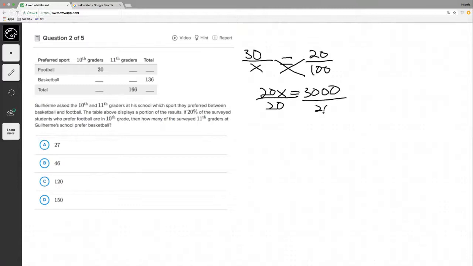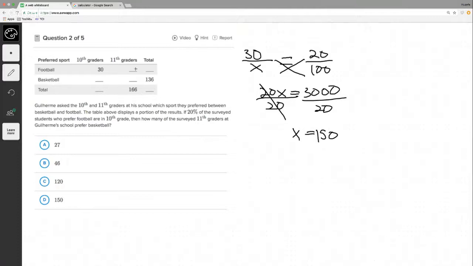Now you can do this mentally, and I'll show you a trick. 3,000 divided by 10 is 100. Therefore, 3,000 divided by 20, which is double 10, is half of 100, which is 50. So when you double what you're dividing by, you halve the final answer. So x equals 50. I'm sorry, 150, not 50. Okay, so 30 out of 150.